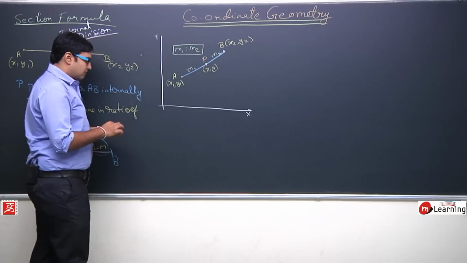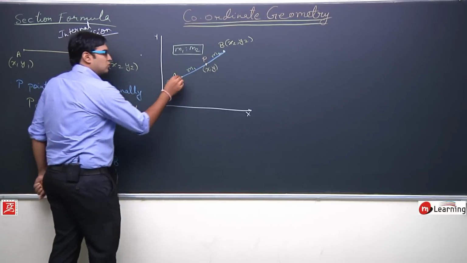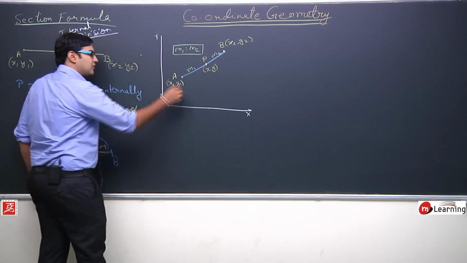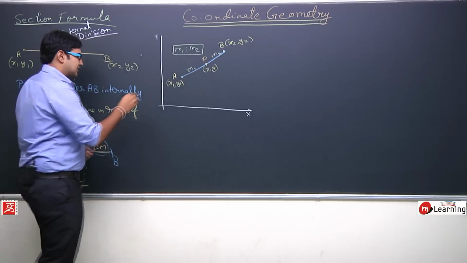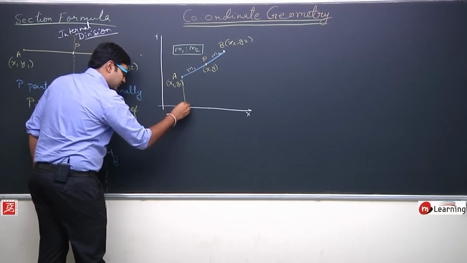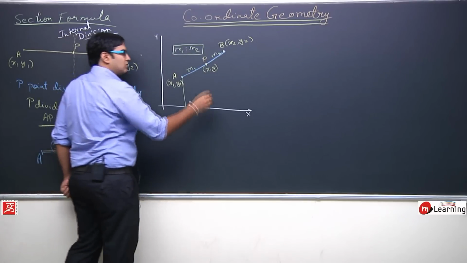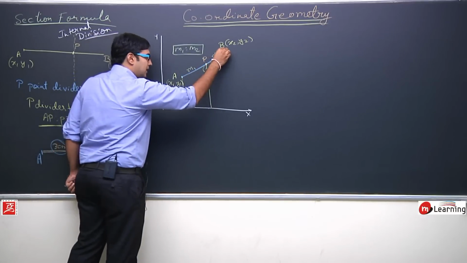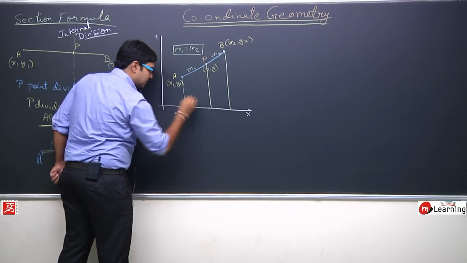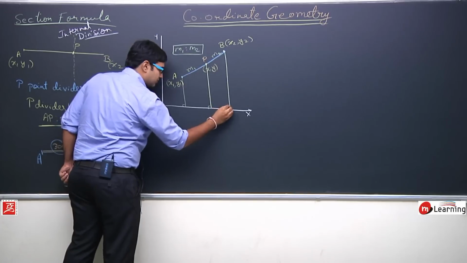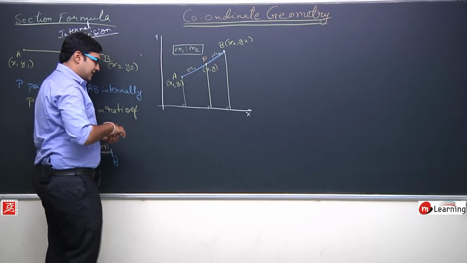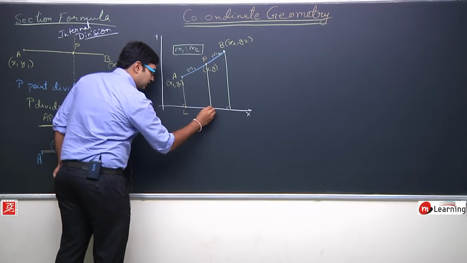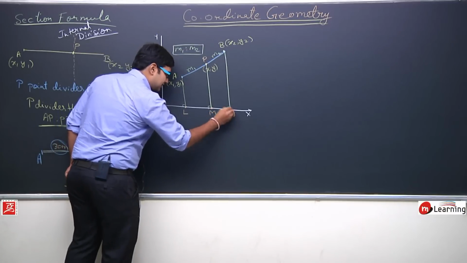Let us start. First thing I am going to do is draw perpendiculars from these points on the x axis. If I draw a perpendicular from point A on the x axis, it will be like this. Similarly, I am going to draw a perpendicular from point P on the x axis, and similarly from point B also on the x axis. So I have drawn 3 perpendiculars. Now let us name these points L, M, and N.